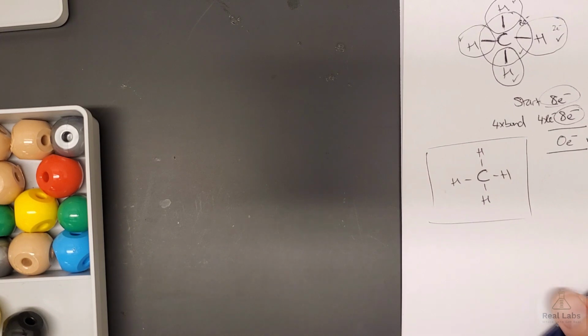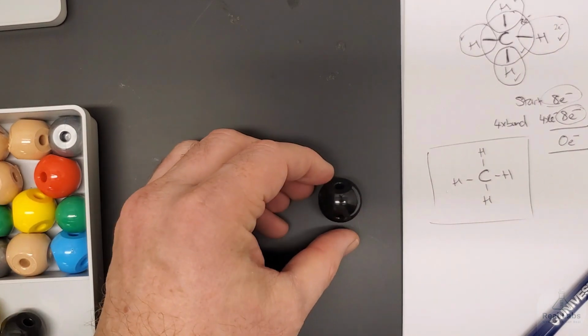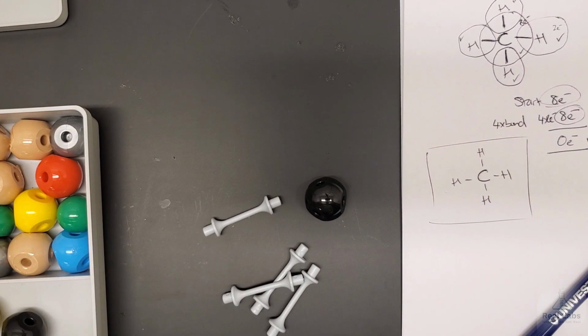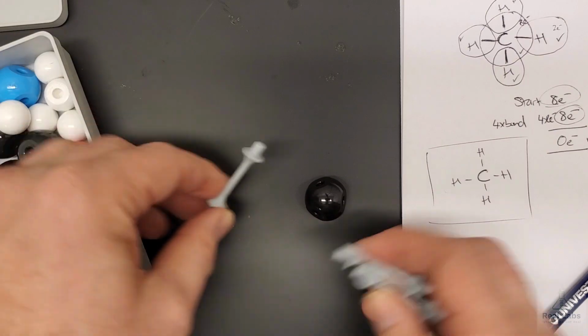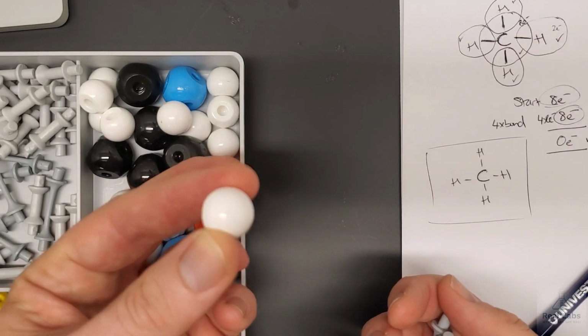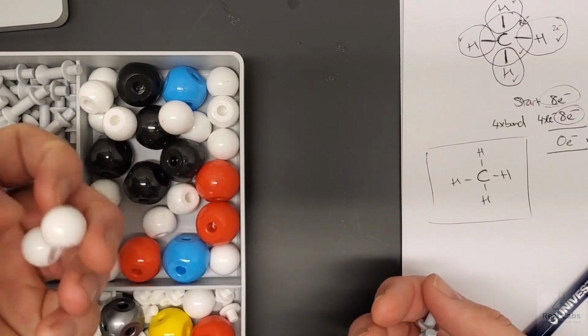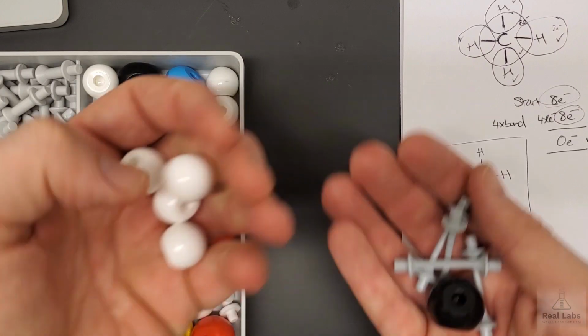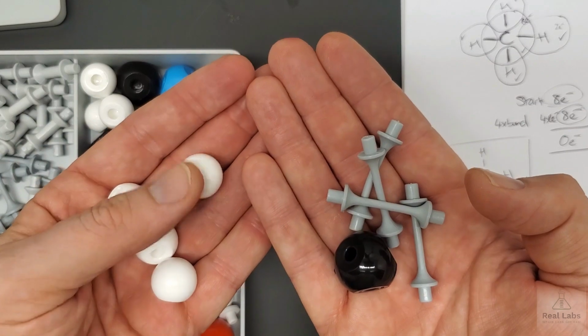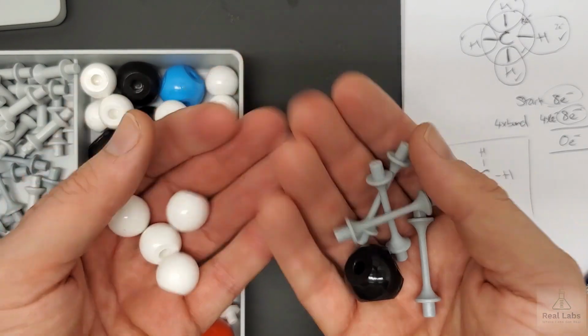Now what we're going to do is find our carbon atoms. Carbons are usually represented by the black spheres in the molecular modeling kits. We're going to get 4 single bonds because that's what we said we needed. So there are the 4 single bonds. And then hydrogen is usually represented by these white spheres. So we're going to get 4 of those because we have 4 hydrogens. So we have everything we need now to build our methane molecule. We've got the 1 carbon atom, the 4 hydrogen atoms, and the 4 single bonds between them.